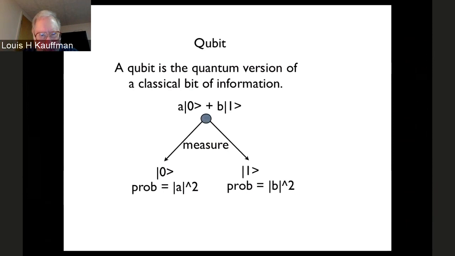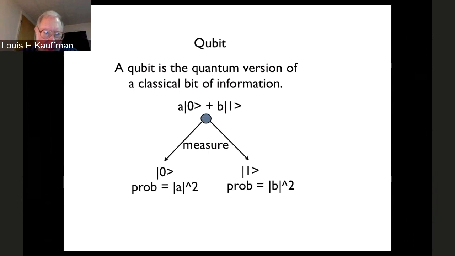First of all, there's the simplest kind of state vector. The simplest state vector that isn't trivial is two-dimensional, and we have two possibilities. You might measure A0 plus B1, and you would measure 0 or you would measure 1. And 0 will be returned with probability absolute a squared, and 1 will be returned with probability absolute b squared. That's called a qubit and is the replacement for the bit.